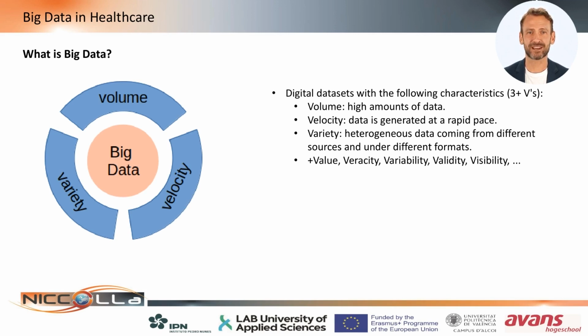The 3 main V's have been further extended to many more V's recently, which add more features to the datasets. For example, value refers to extracting additional value from the data. Veracity refers to the quality of data produced. Variability refers to changes in data rate, format, structure, and semantics, etc.